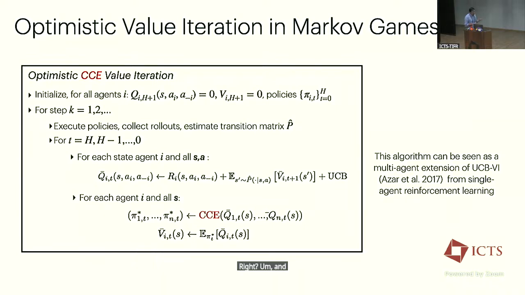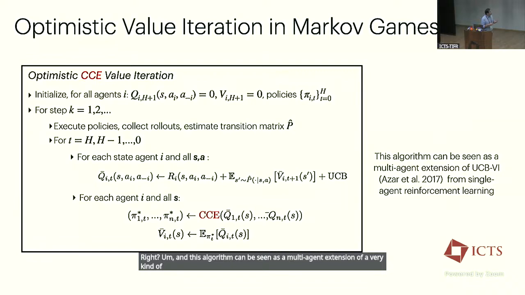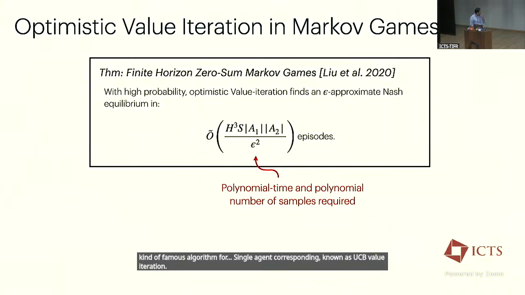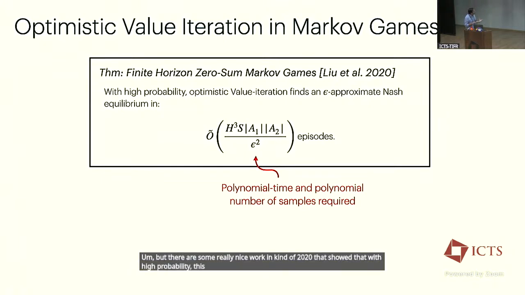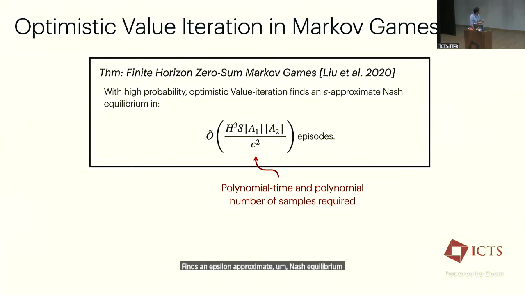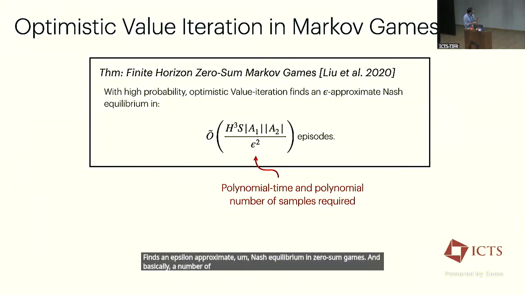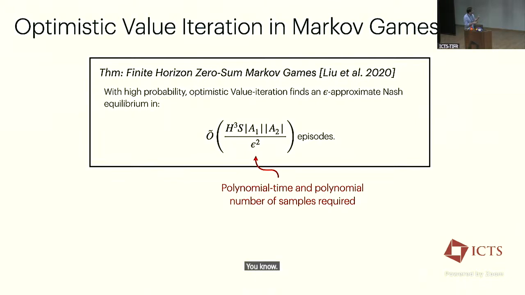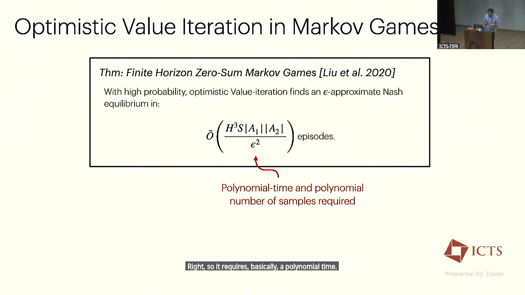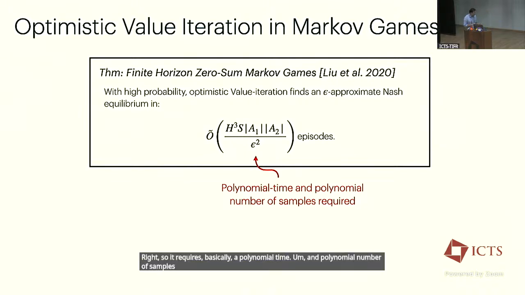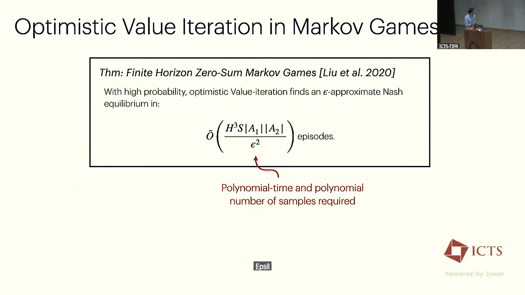And this algorithm can be seen as a multi-agent extension of a very famous algorithm for single-agent reinforcement learning, known as UCB value iteration. But there's some really nice work in 2020 that showed that with high probability, this optimistic value iteration algorithm finds an epsilon approximate Nash equilibrium in zero-sum games in a number of episodes that scales with H cubed S, the number of actions for agent 1, the number of actions for agent 2, over epsilon squared, right? So it requires polynomial time and a polynomial number of samples to compute this epsilon approximate Nash equilibrium of a zero-sum game.